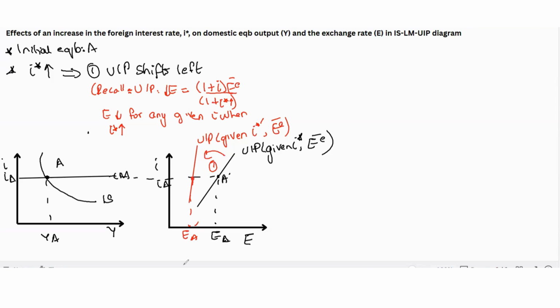So for the IA, the equilibrium interest rate is in the model. So now we're no longer at point A. When the UIP shifts towards the left, we're at this point A prime, where the exchange rate is now EA prime, right? So we have a depreciation of currency, right? Depreciation of domestic currency.